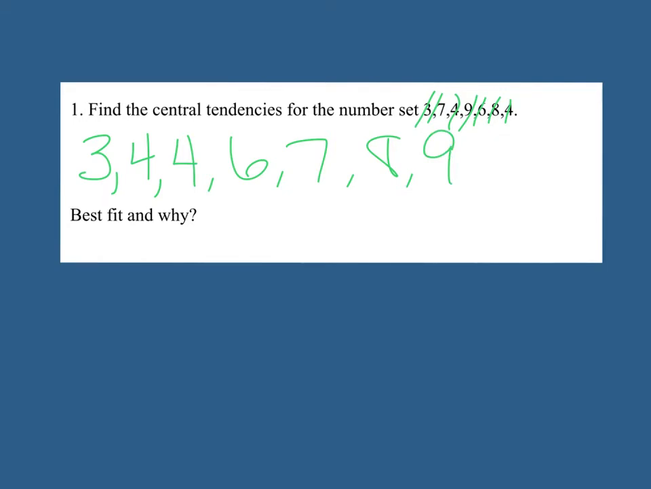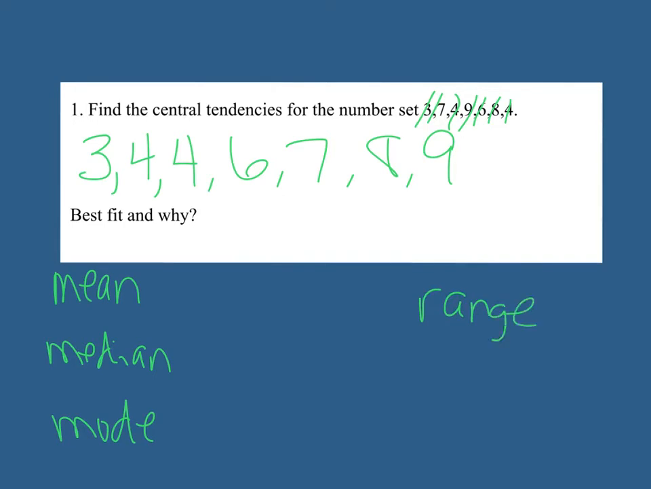So we're going to find the central tendencies. That means we have to find the mean, the median, the mode, and the range. I like to do the easy ones first. The range is going to be the highest minus the lowest, so the range is 6. The mode is the next one. We have two 4s.